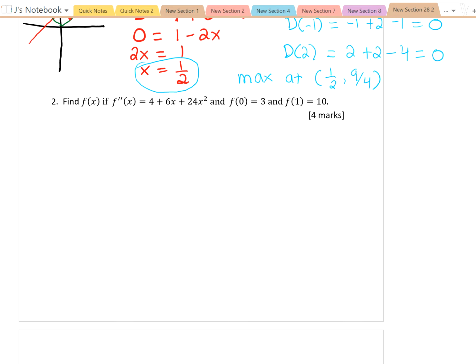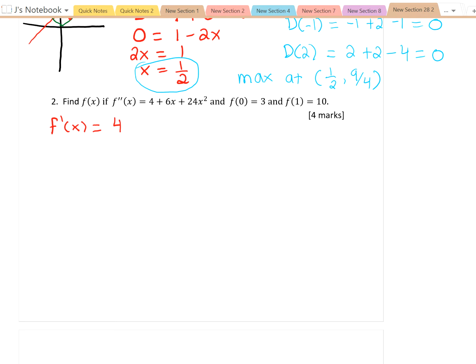Next question. We're asked to find the original function f of x, told that its second derivative is that quadratic, and told that the mystery function evaluated at 0 is 3, and evaluated at 1 is 10. What we're going to do is integrate our second derivative twice. We're going to get the antiderivative twice. First time we take the antiderivative, we go from f double prime to f prime.